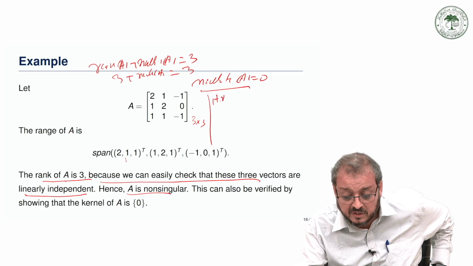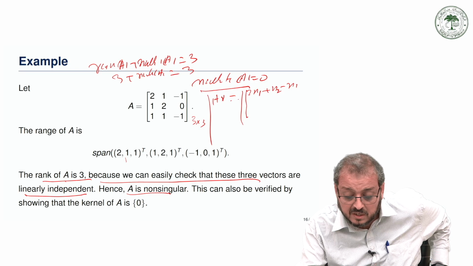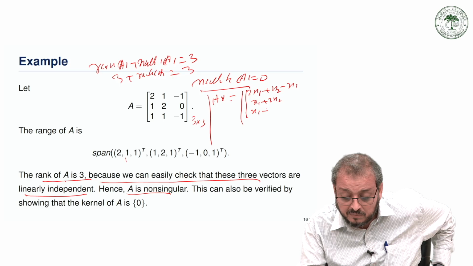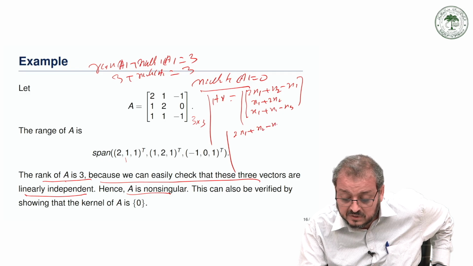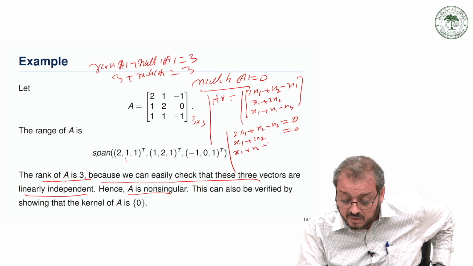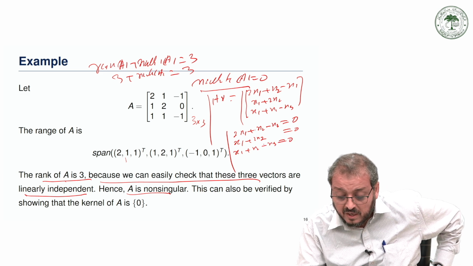So you have AX can be written in the form of 2x1 plus x2 minus x3, and then we have another term, x1 plus 2x2, then x1 plus x2 minus x3. This is the matrix. Now we can say that 2x1 plus x2 minus x3 is equal to 0. Then x1 plus 2x2 is equal to 0. Now you have x1 plus x2 minus x3 is equal to 0.